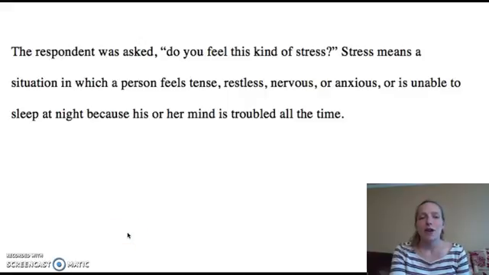So let's first start by reading through once for fluency and a basic understanding. Please follow along with my cursor. The respondent was asked, "Do you feel this kind of stress?" Stress means a situation in which a person feels tense, restless, nervous, or anxious, or is unable to sleep at night because his or her mind is troubled all the time. Great. Now let's go back to the first sentence and we'll see if we find any markers of reference.